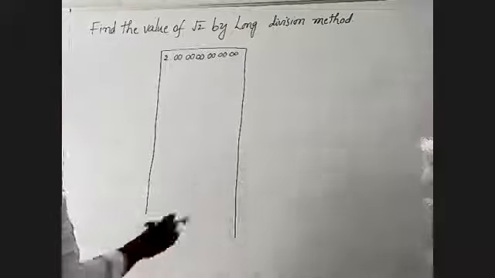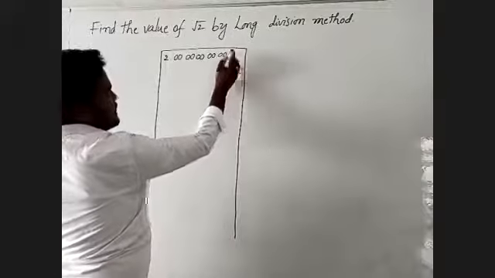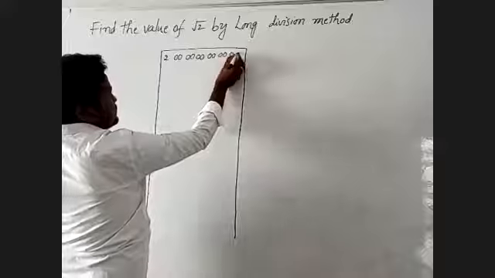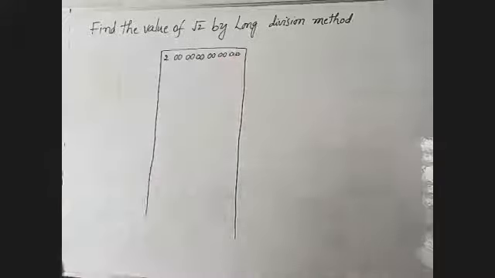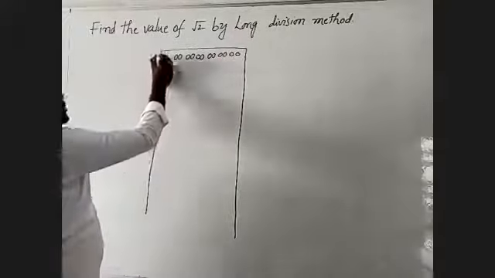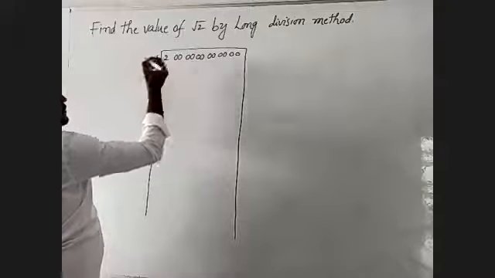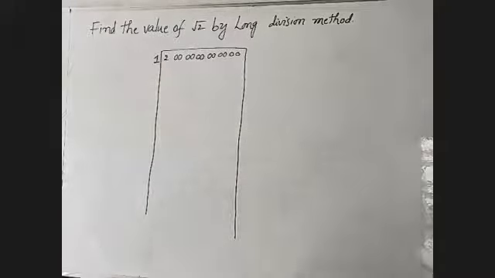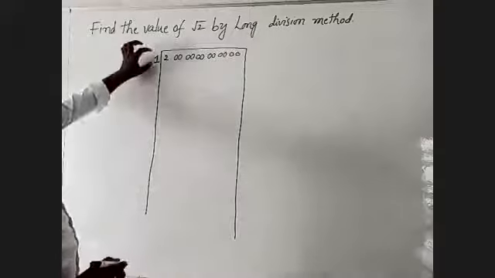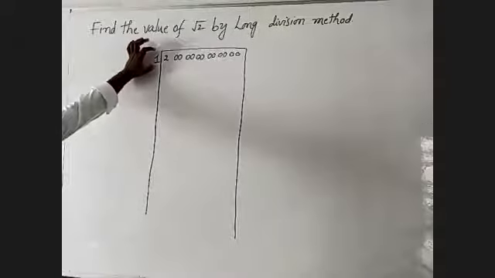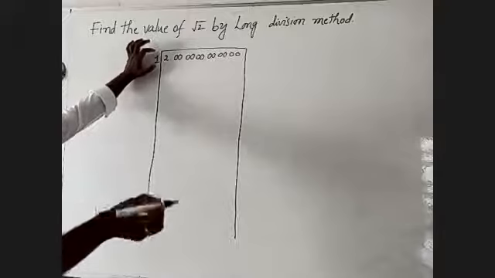How to find out the value of root 2 by using the long division method? Here first I have to take the value, it becomes 1. Observe. If we have to take any number, we have to multiply that number only.